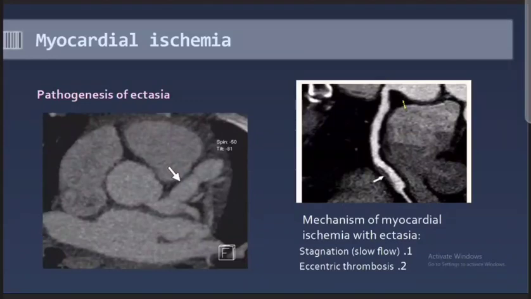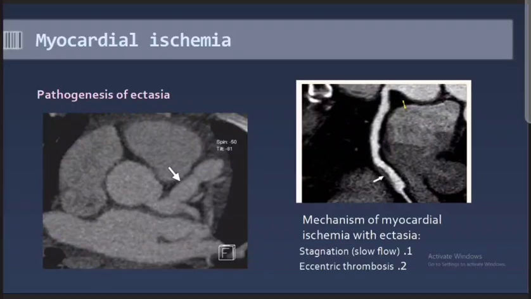When there is deposition of atheromas in the media, this will interfere with proper tone or contraction of the muscle fibers in the media, and this will lead to dilatation of the artery, and this will lead to ectasia.